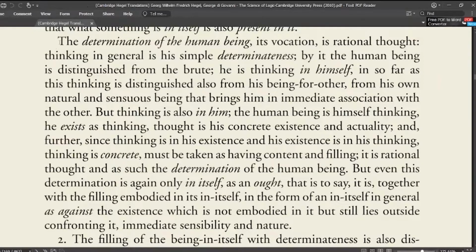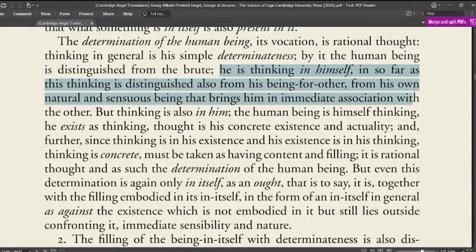He says thinking in general is his simple determinateness. By it, the human being is distinguished from the brute. It's through the non-being of the brute that the human being is thinking. Then he is thinking in himself, insofar as his thinking is distinguished also from his being for other, from his own natural and sensuous being that brings him an immediate association with the other. That being for other is here linked to natural being, as opposed to thinking.